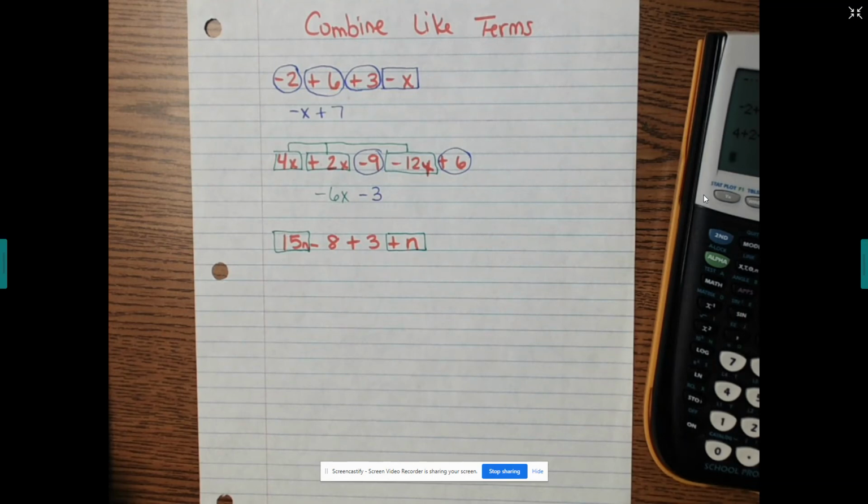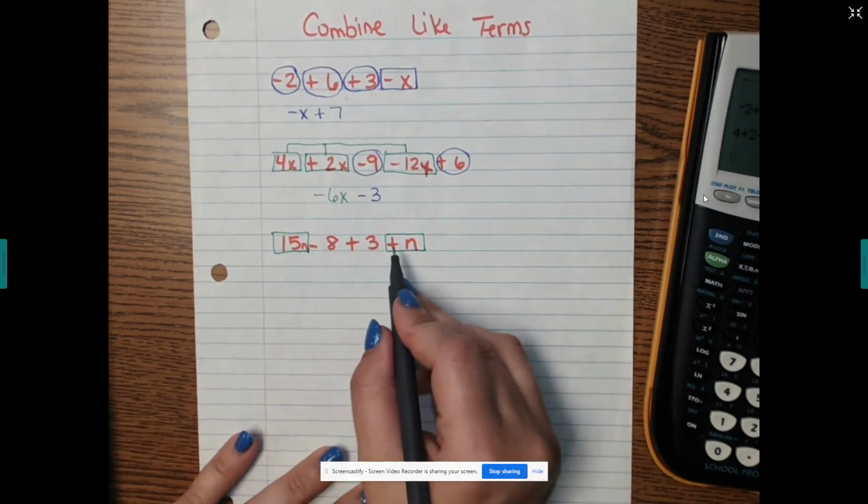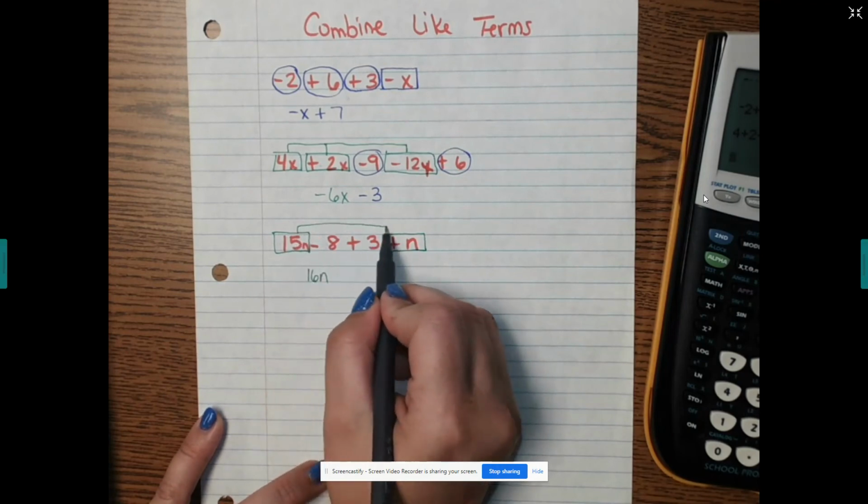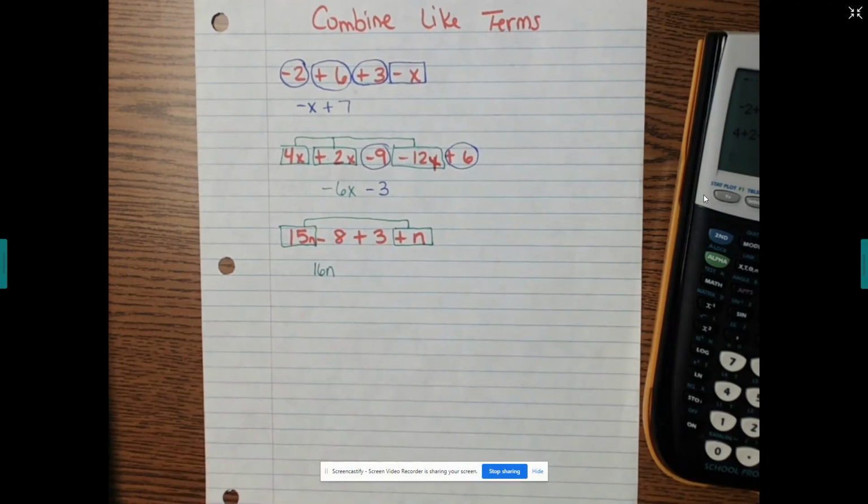You would never say, I need one piece of paper. I need one volunteer. No, we used to say the word, I need a piece of paper. I need a volunteer. I need a Band-Aid. We all know that means 1. Okay, so when there's nothing in front of it, it means 1. So this is really 15 plus 1, which gives me 16n. Okay, so those are connected.